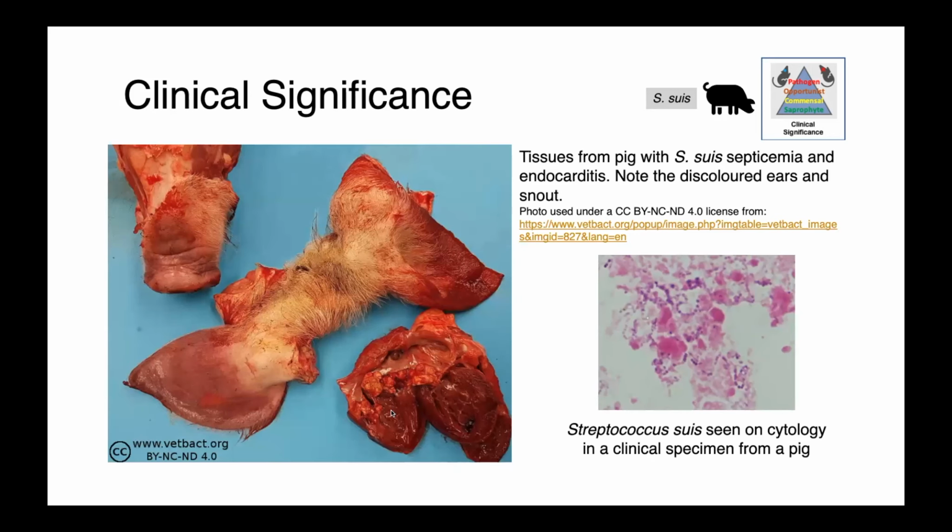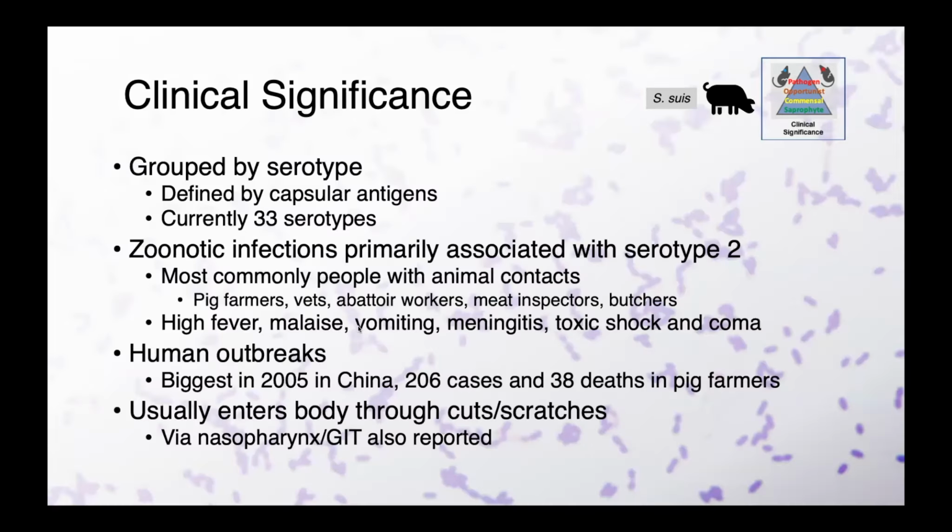Here we can see some pathologic tissues from a pig with strep suis septicemia and endocarditis. What I want to highlight here is that we have a discolored snout, so it's cyanotic, as well as the ears. It's this dark blue-purple color, which is a classical sign that you would see in sepsis.